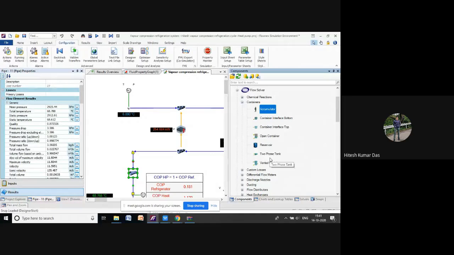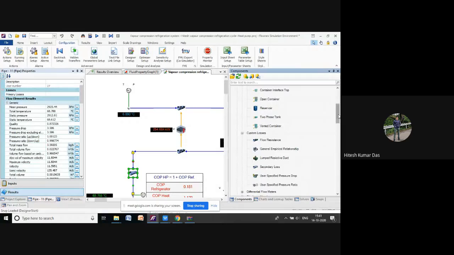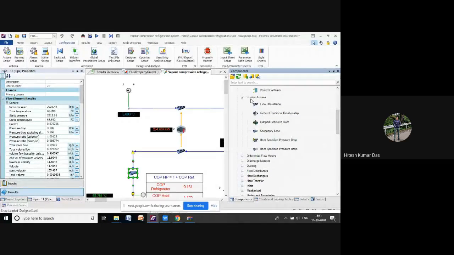If two types of flow are happening, water and steam mixing in one place, you can assign the two-phase tank. Reservoir, for any fluid you can use reservoir. Custom losses, for pressure drop calculation, you can use custom losses. For custom losses, so many types of components are there. Here we are using same flow resistance, general empirical relation, lumped model, all secondary types of losses we can assign, and all types of flow meters are also there.